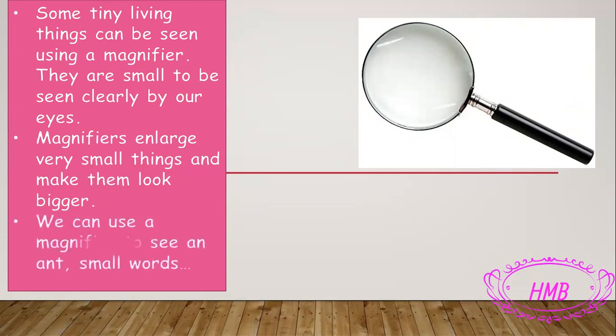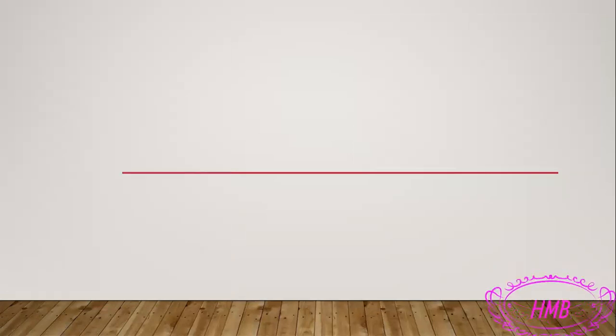So what can we see with these magnifiers? We can use a magnifier to see an ant, for example. The ant here is very small. I can see that we have an ant moving on the floor, but I cannot see it in a very clear way or in details. So to see it bigger and, for example, to study it, I have to use a magnifier. Also, sometimes we cannot see small words. So we can use a magnifier, they will be bigger and we can read them. This is for the things that are small, so we cannot see them clearly.